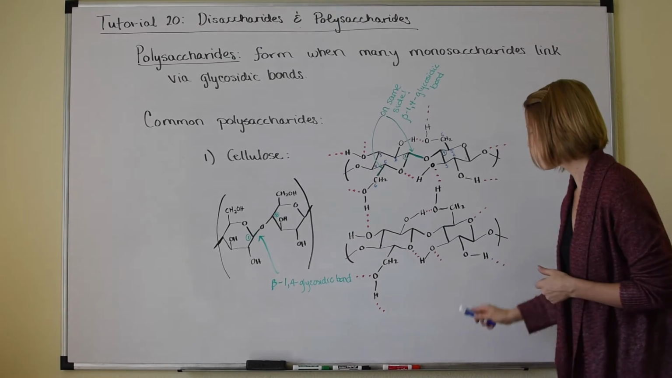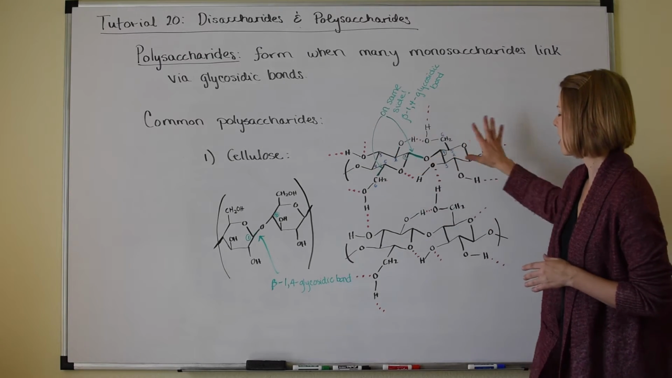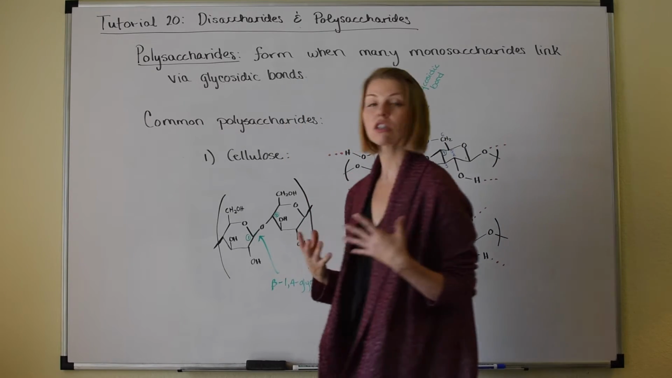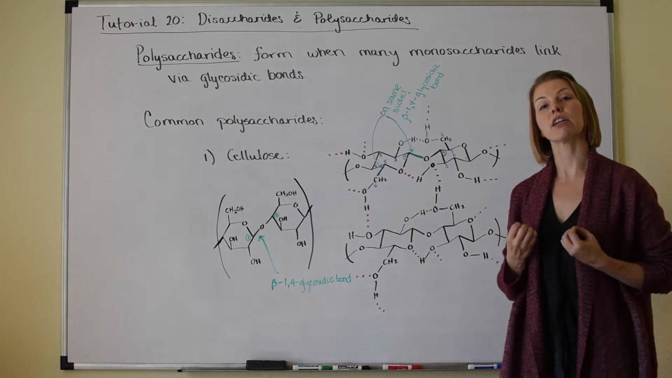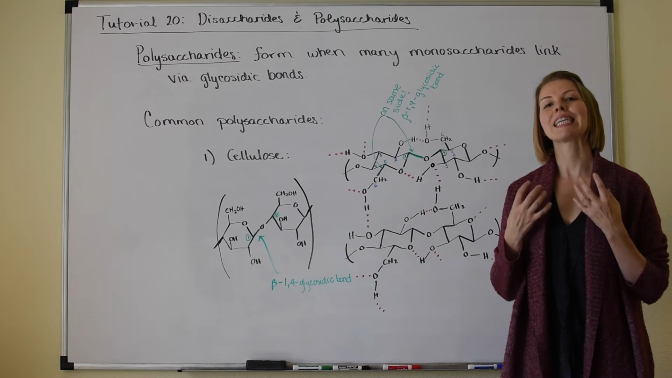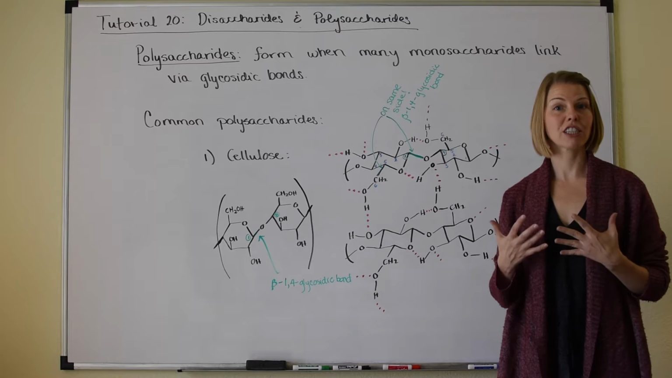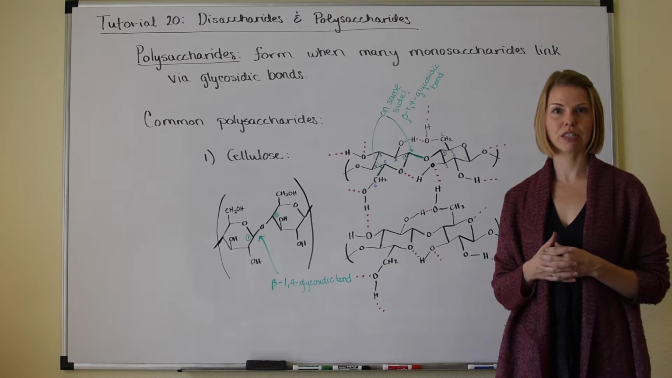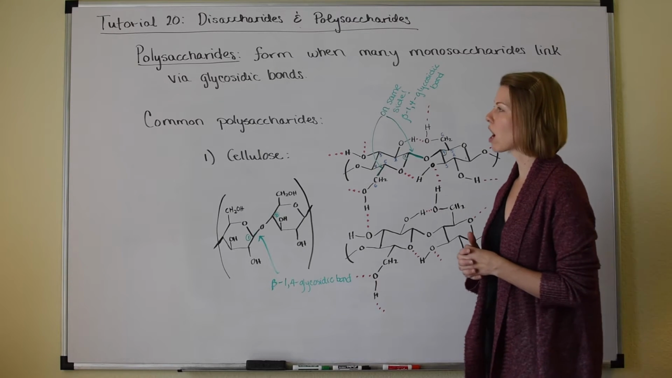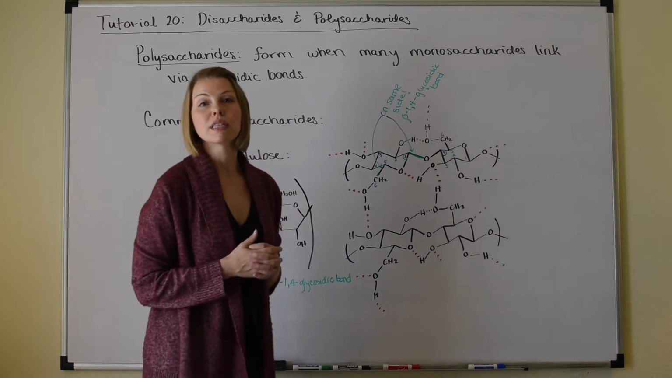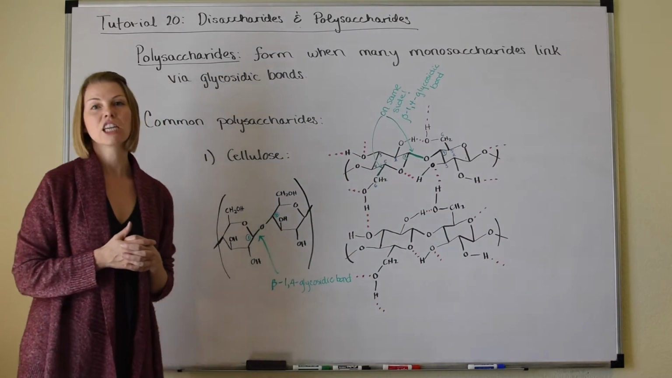All right, so hopefully that helps you understand that drawing that I have on slide 5 just a little bit better. And my point here is to really show you that extensive hydrogen bonding, which leads to that very strong, fibrous structure of cellulose. Okay, let's go on to our next polysaccharide, which is going to be the polysaccharides present in starch.